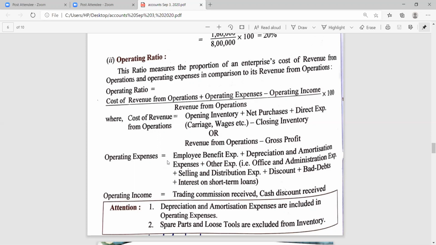Pay attention to the important points: depreciation and amortization expenses are included in operating expense. Spare parts and loose tools are excluded from the inventory.